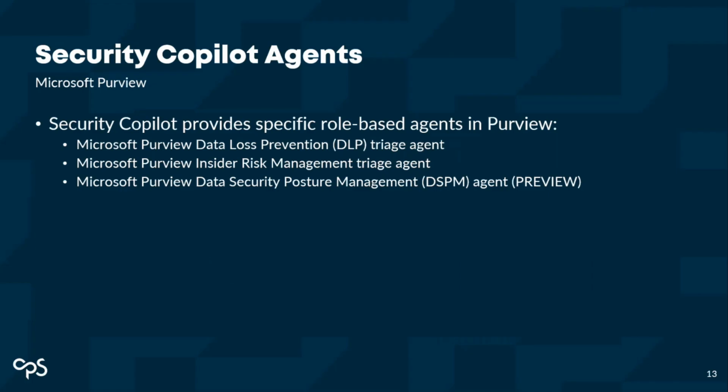Now, it brings us on nicely to close the loop with Security Copilot. We covered all the first-party Microsoft agents to start with, but Microsoft Purview has three new distinct agents. We have the Microsoft Purview Data Loss Prevention Triage Agent. We also have the Insider Risk Management, or IRM, Triage Agent. And we also have the DSPM agent, which is in preview at the moment.